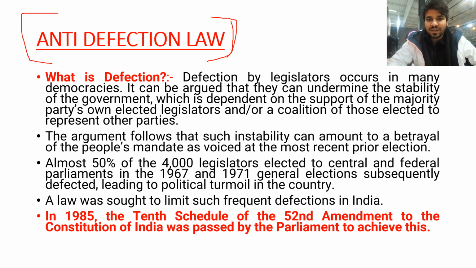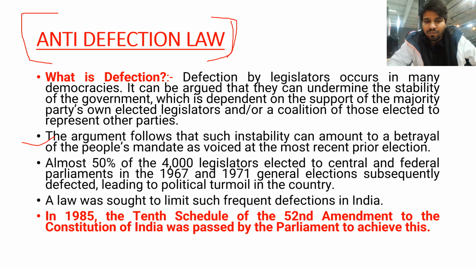So what is defection? Defection by the legislator occurs in many democracies. It can be argued that they can undermine the stability of the government, which is dependent on the support of the majority party's own elected legislators, or a coalition of those elected to represent other parties. The argument follows that such instability can amount to a betrayal of the people's mandate, as vested in the most recent prior election.